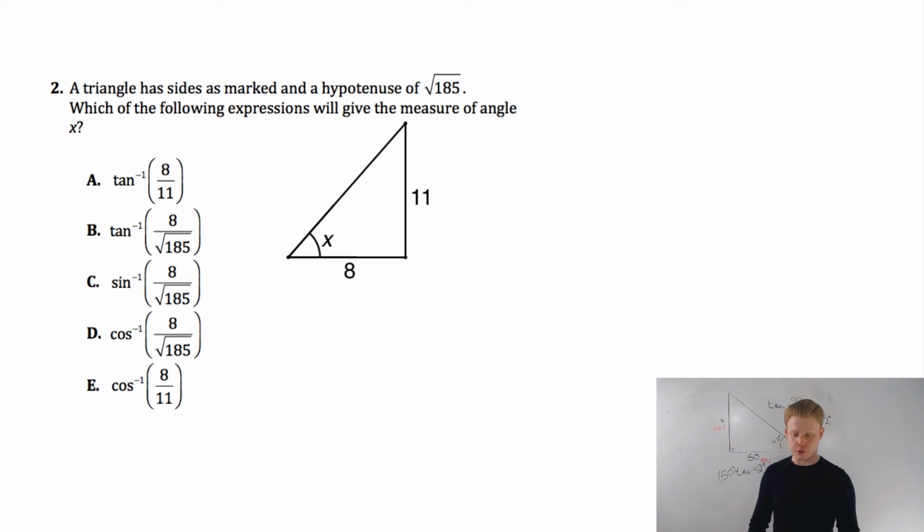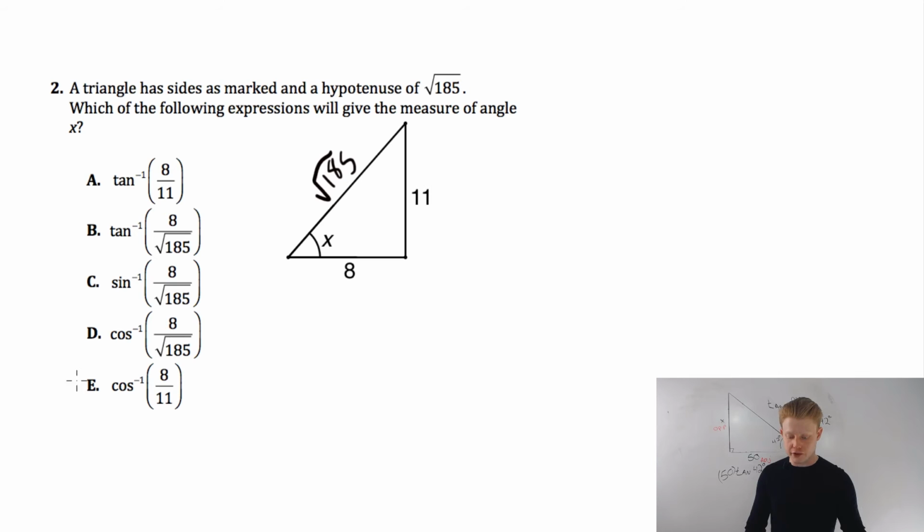All right, let's dig into this problem. So they gave us a triangle, which was nice. And it's got a hypotenuse of square root of 185. I always say they gave us a triangle, but since I'm the one that wrote the problem, I guess I gave us a triangle. All right. Again, whenever I'm drawing a diagram, I'm going to try to get rid of everything in the question so I don't need any more.